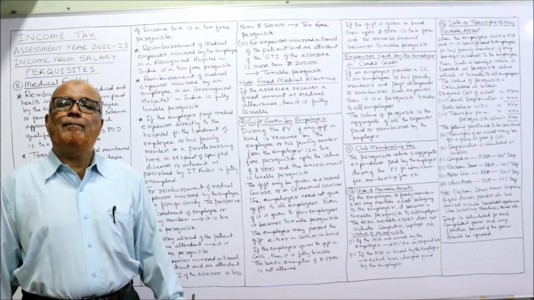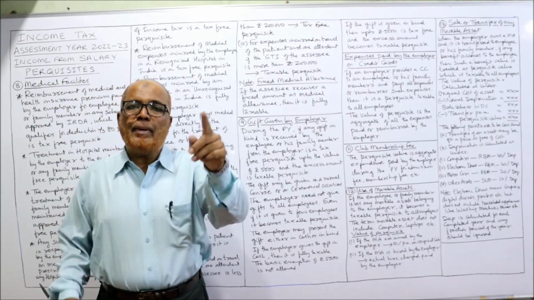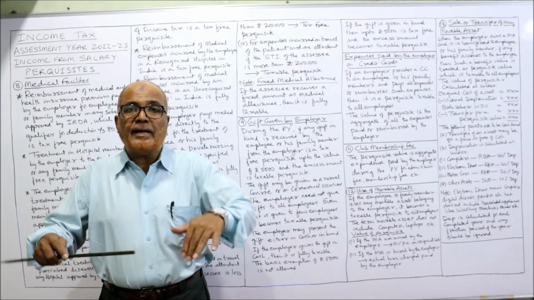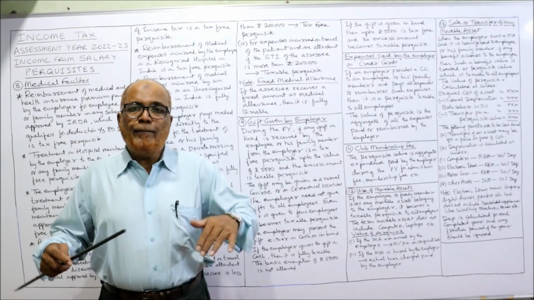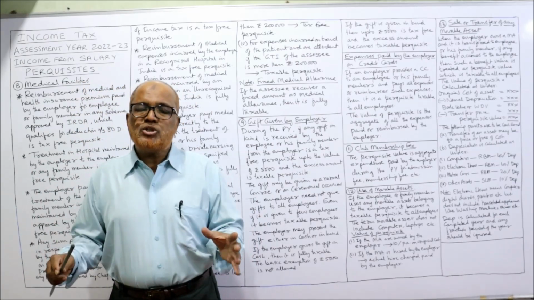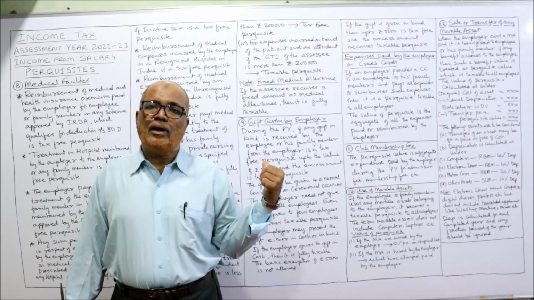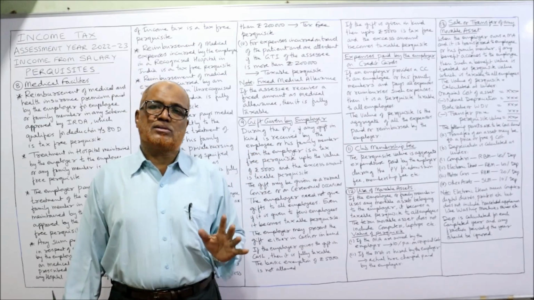Next, club membership fee. The employee has become a member of a club in personal capacity, and the membership fee or admission fee is paid by the employer. It's a taxable perquisite.